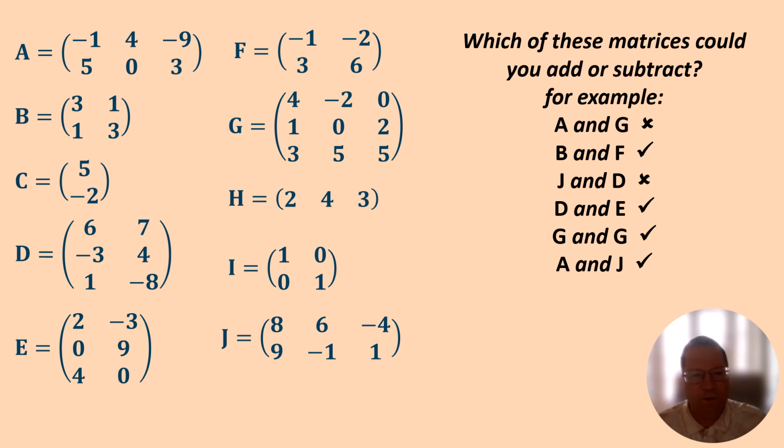So could we, for example, add or subtract A and G? Well, A is a 2 by 3 matrix, G is a 3 by 3 matrix, so no, we couldn't. B and F, on the other hand, are both 2 by 2 matrices, so they are the same, so they can be added or subtracted. J is a 2 by 3 matrix and D is a 3 by 2 matrix, so no, they cannot be added together. D and E are both 3 by 2 matrices, so they can be added. G can of course be added to itself because it is exactly the same size as itself, and then A and J are both 2 by 3 matrices, so yes, they can also be added or subtracted.